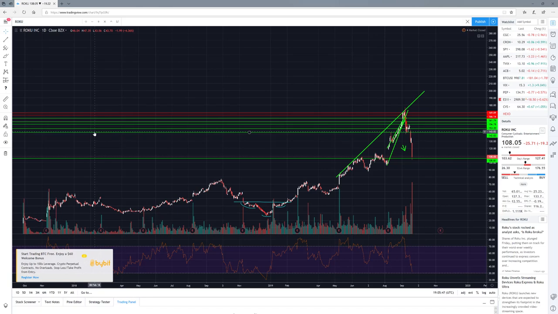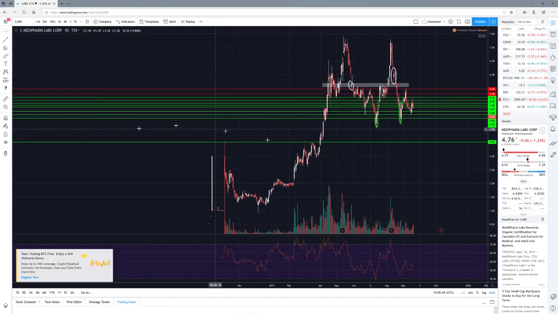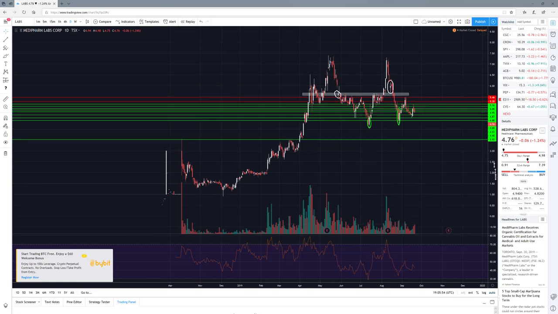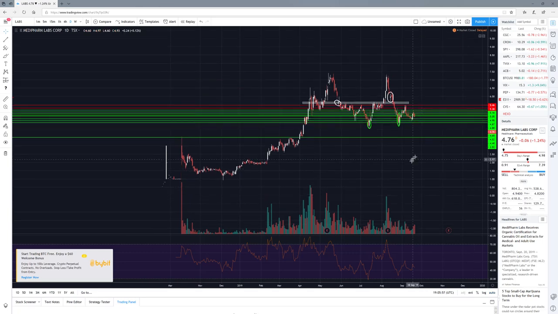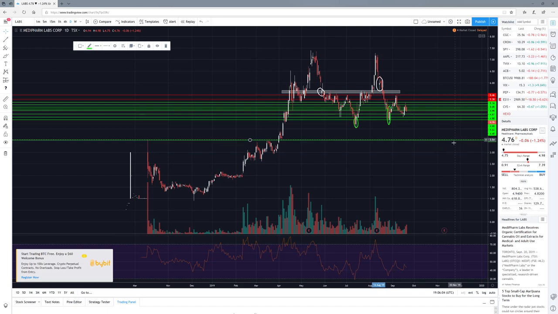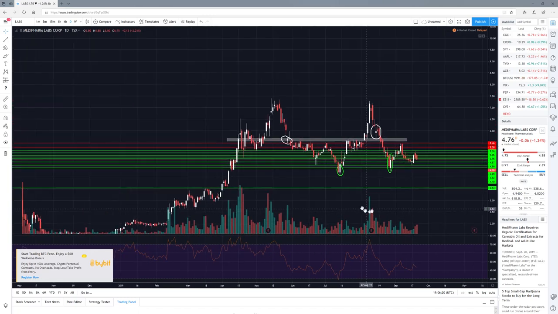What else? Labs. Overall, I'm pretty neutral on this stock because it's consolidating nicely. It's holding higher lows. I was bearish up here for sure. You know, bearish divergences. It's always there on the higher high, on bearish tops. So always look for that. Where did I play it?